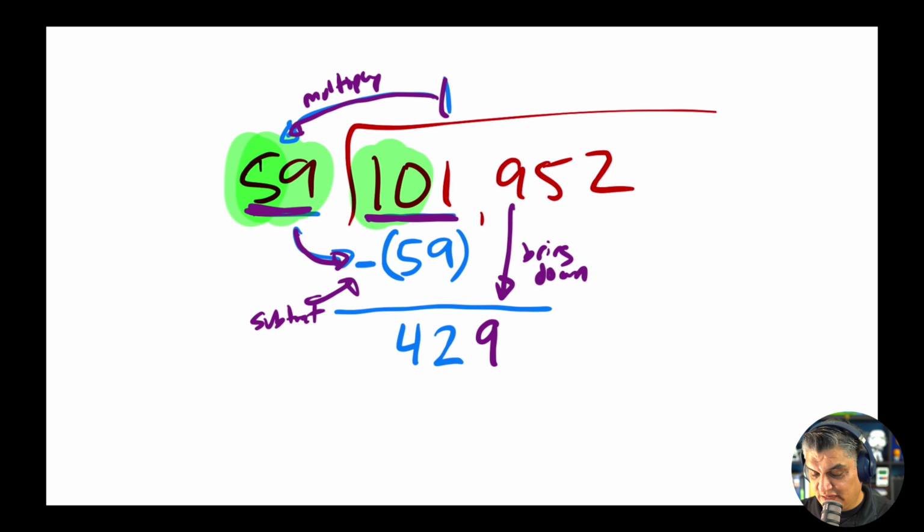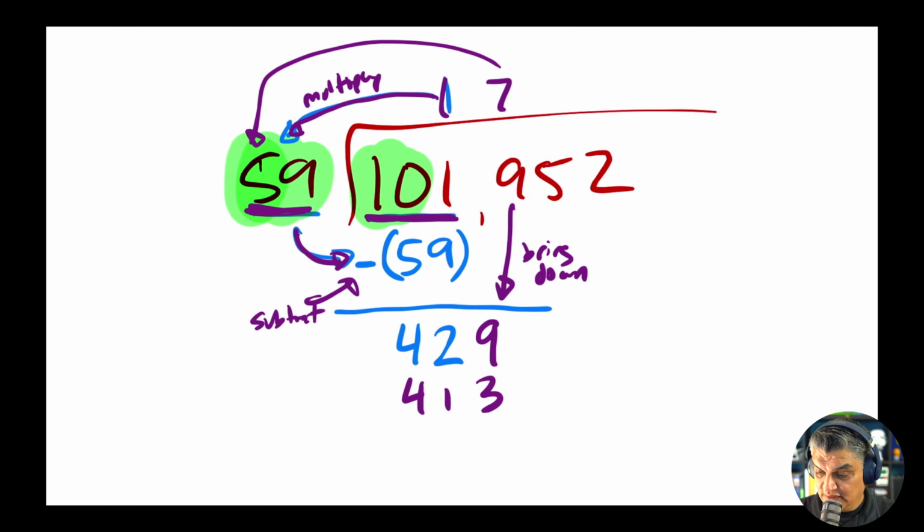59 goes into 429 how many times? Well, 59, I'm going to guess 3. 59 times 3 is 177. Oh, that's not enough. How about 6? How about 59 times 6? That's 354. That's close. Ooh, what about 59 times 7? That's 413. Ooh, I think that's it. 7. So I'm going to put a 7 here. And 7 times 59 is 413. Draw a line. Subtract this whole thing.